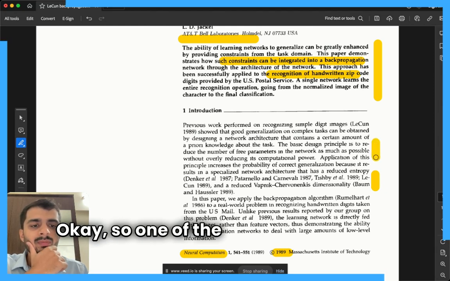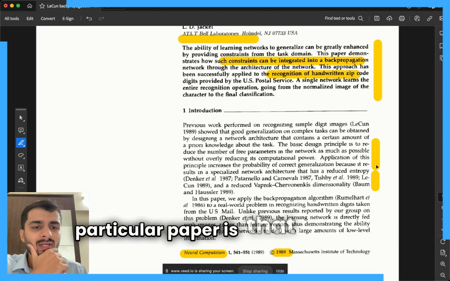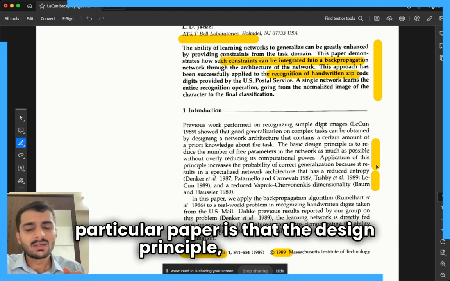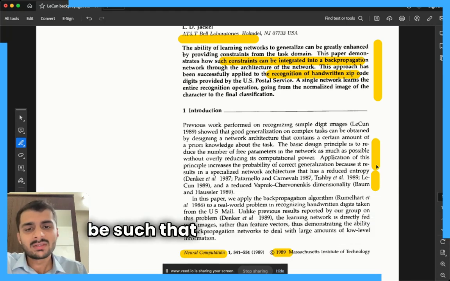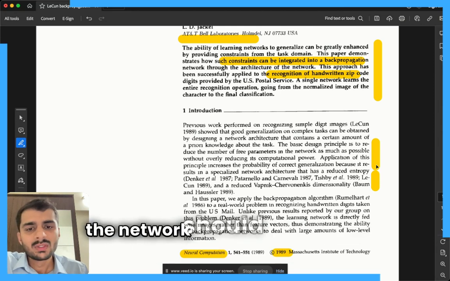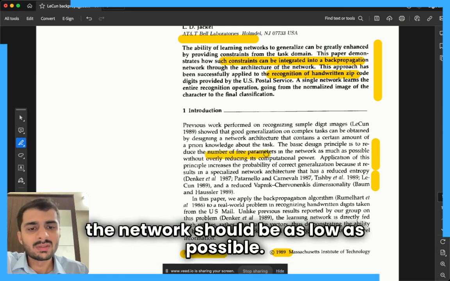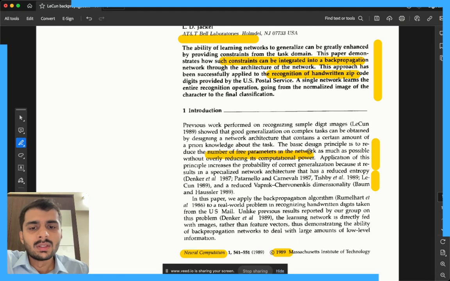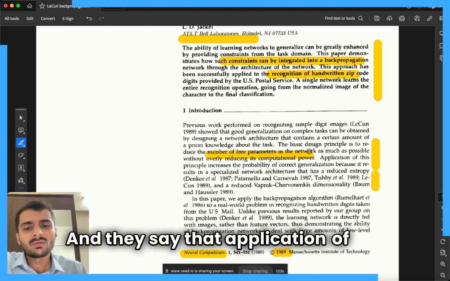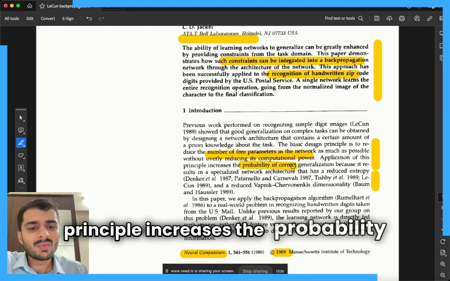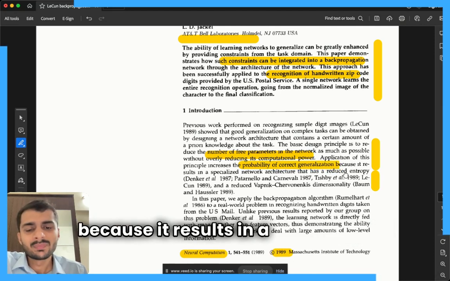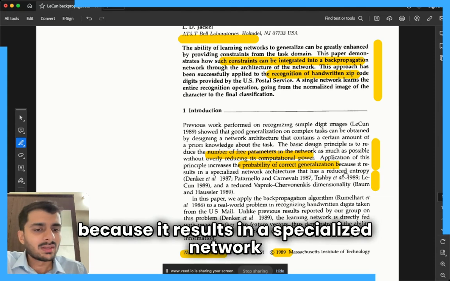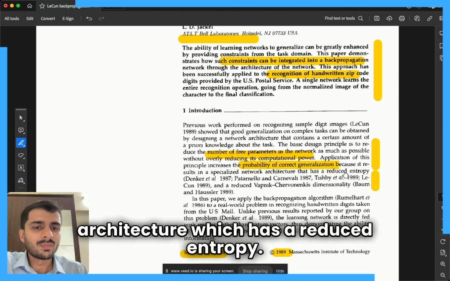So, one of the main arguments in this particular paper is that the design principle, when you are constructing the architecture of a neural network, should be such that the number of free parameters in the network should be as low as possible. And they say that application of this principle increases the probability of correct generalization because it results in a specialized network architecture which has a reduced entropy.